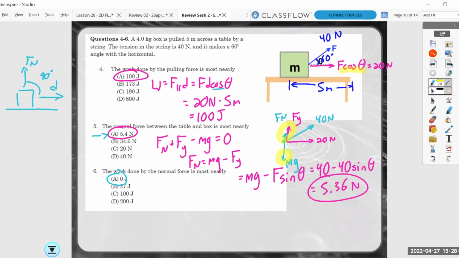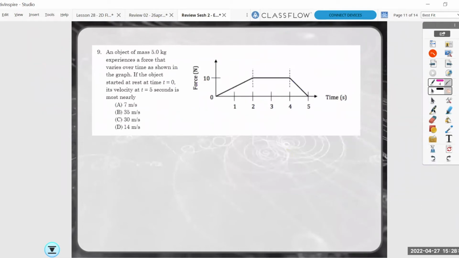What else did I have here? I also pulled out number 9 because it's always good to get these graph questions in here. So we have an object of mass 5 kilograms. Always good to note that. And it experiences a force that varies over time as shown on the graph. So let's pause for a moment before we even read the rest of the question. We got a force versus time graph.